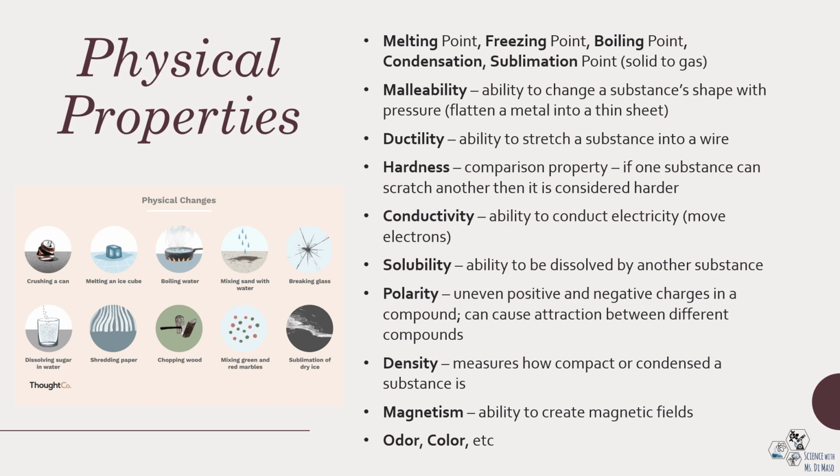You can be conductive. This is your ability to conduct or move electrons, conduct electricity. You can be soluble. That means you can be dissolved by another substance, or you can be the solvent, something that does the dissolving. Polarity, this is where your substance will have an uneven charge within the element or the molecule, so it'll be positive or negative. Density, how compact or condensed is your matter. Magnetism, can it create a magnetic field? And then the things that are kind of self-explanatory, like color and odor and things like that.